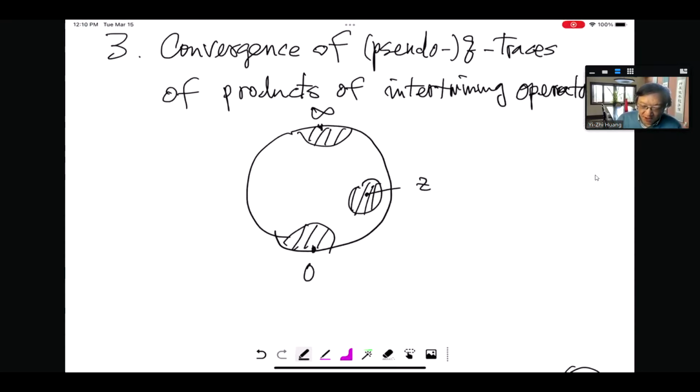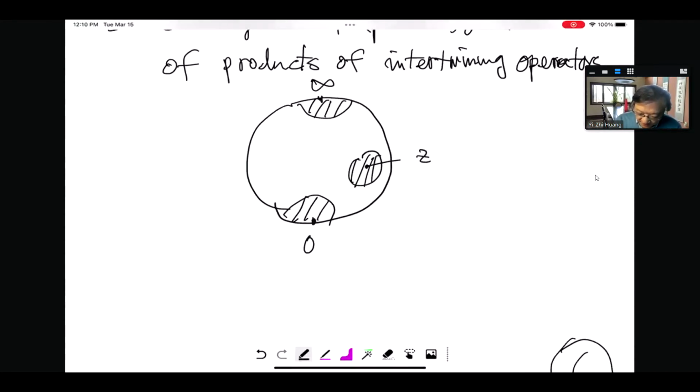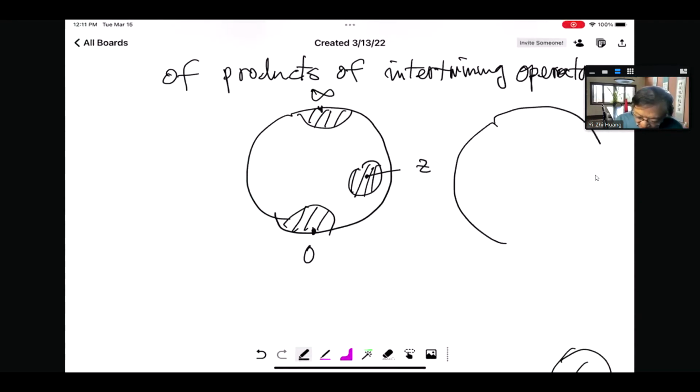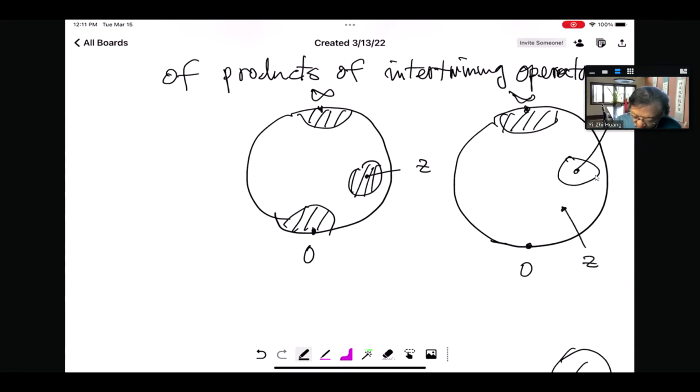When we compose two intertwining operators, like a product of intertwining operators, it actually corresponds to, let me draw this here. If I take the product of two intertwining operators, what I will get is some function corresponding to this picture. This is infinity, with the trivial local coordinate, and this is C1, this is C2, and this is 0, with trivial local coordinate.